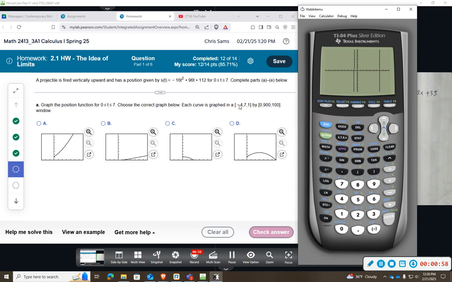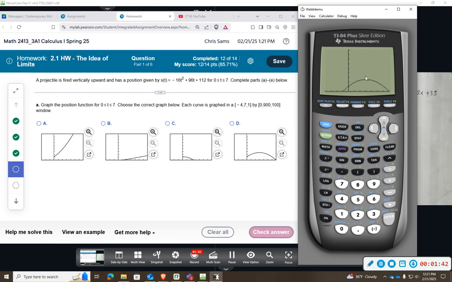Now the standard viewing window is negative 10 by 10, but we want to change it to these parameters. So I'm going to go to window. We're going to tell it to start at negative 4 in the x direction. We're going to go up to 7 in the positive. We want to count by ones, so that's the scale. Then as far as y values go, we're going to start at 0. We're going to go up to a max of 900. And we want this to count by 100s because that's a bigger gap. So we're going to count by 100. And now we're going to see the new image.